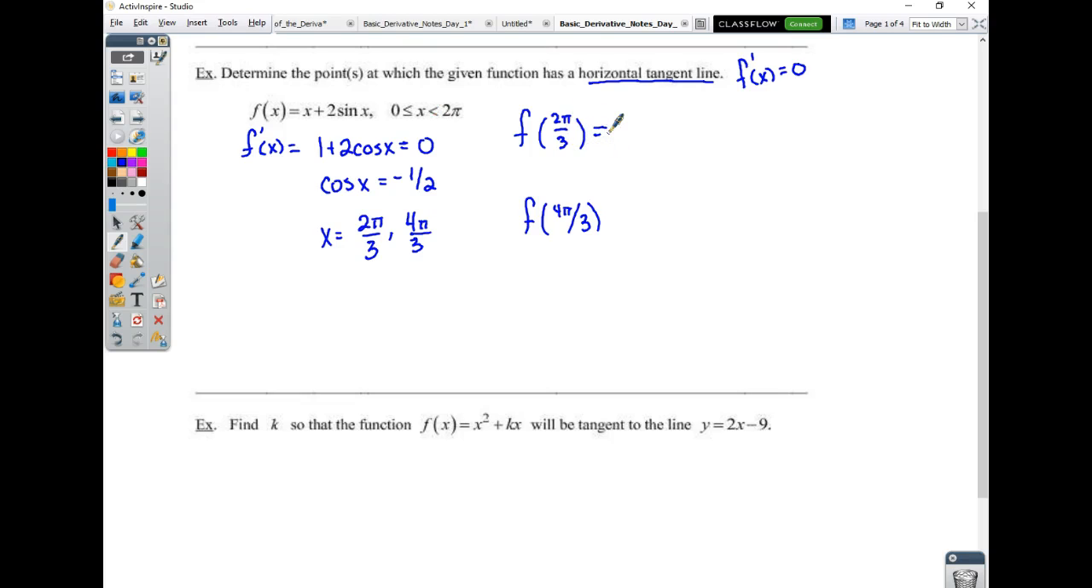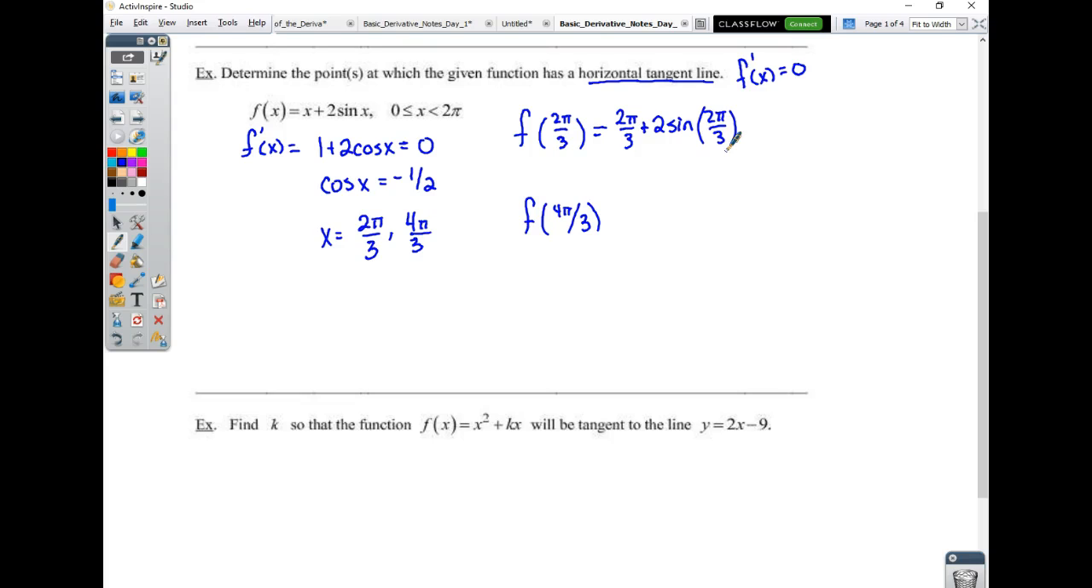All right, f of 2 pi-thirds, so that's 2 pi-thirds plus 2 times the sine of 2 pi-thirds. Now, y'all ready for this? Pretend that this is a free response question real quick.